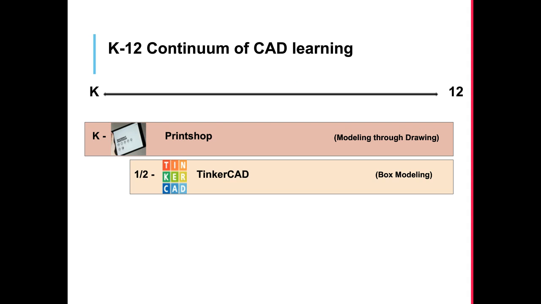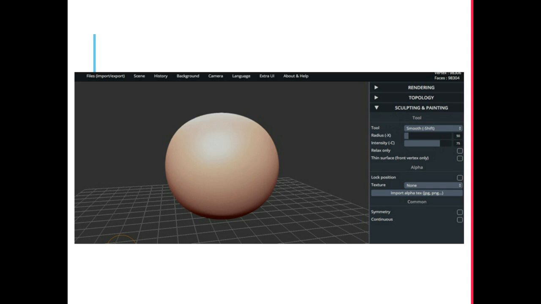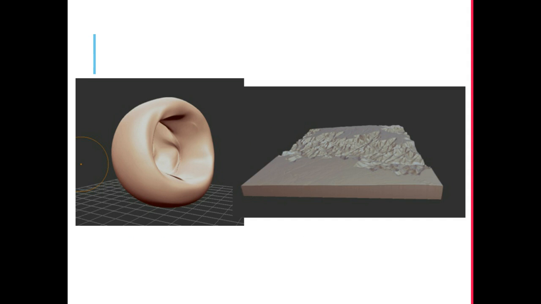So moving from Tinkercad, thinking about how our students learn and building on their CAD understanding, around the 4th grade, we introduce a solid modeling program called SculptGL, or another one is called SculptTreece. We've talked about SculptGL a little bit before, but again, SculptGL, it's free, web-based. I love it because it works on my Chromebooks. You don't have to download anything. Students start with a sphere or a cube, and just like if it was clay, students can push and pull their models very easily. And you can download the model and 3D print it.